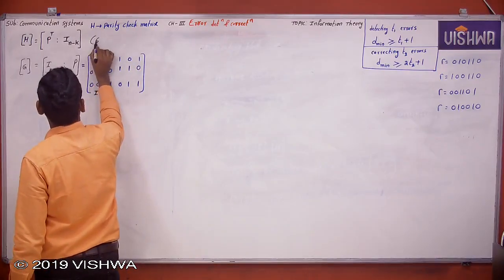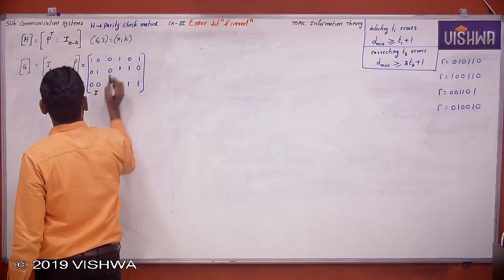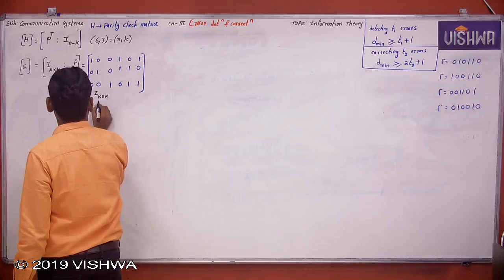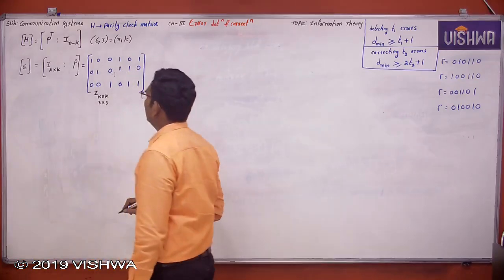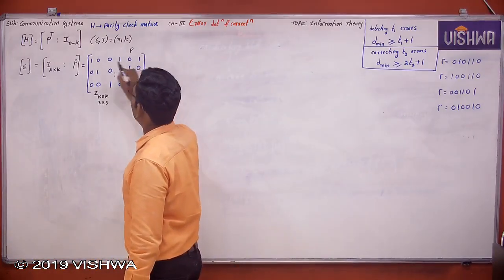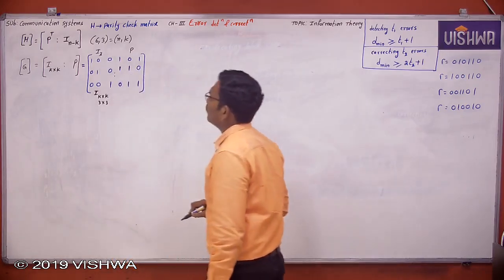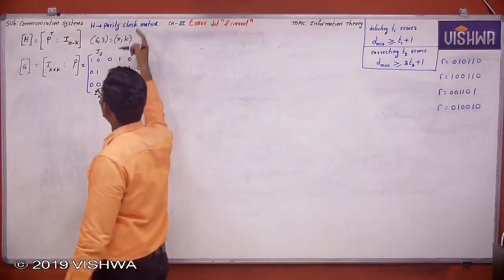So the first part is I_K, k by k, which is nothing but 3 by 3. Now what is the second part? The second part is the parity, right? This is I3. This is in the generation matrix. But what is he asking? He is asking for the parity check matrix. Now H is the parity check matrix.